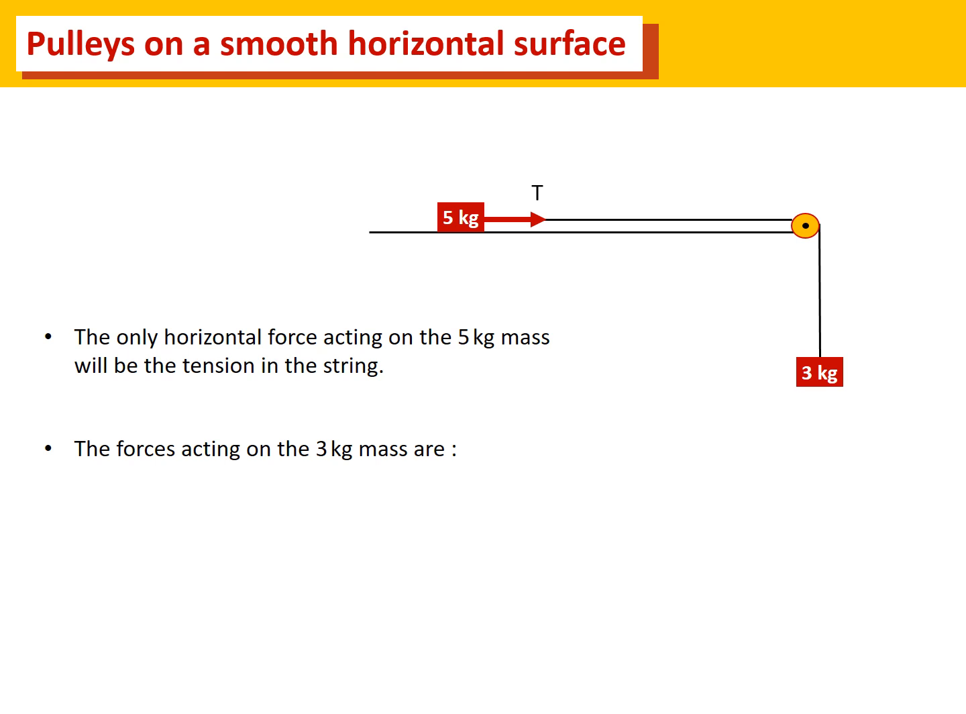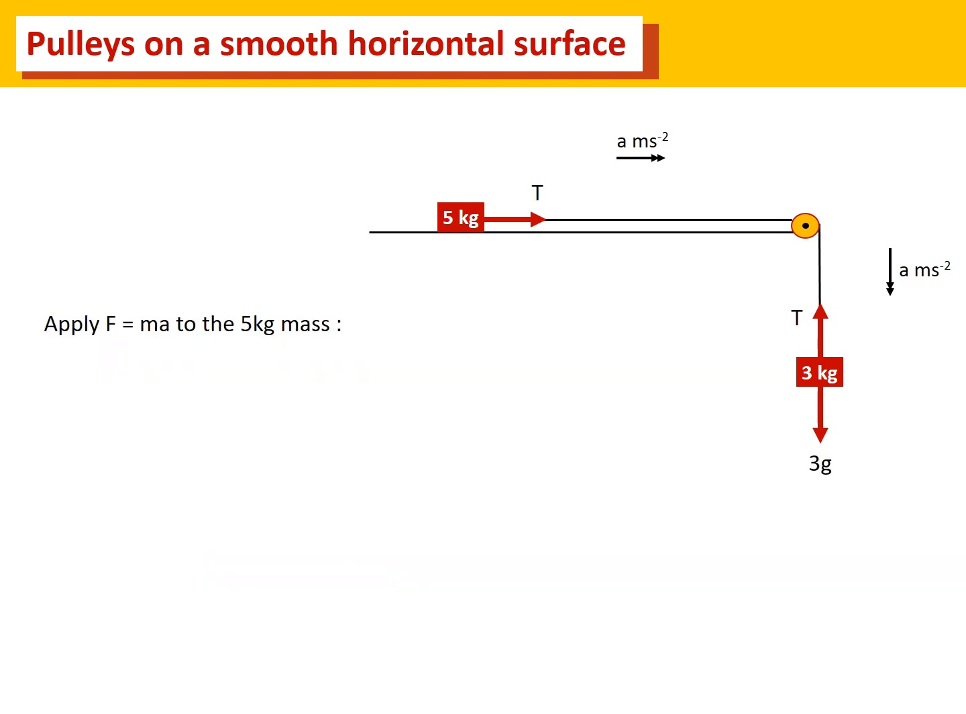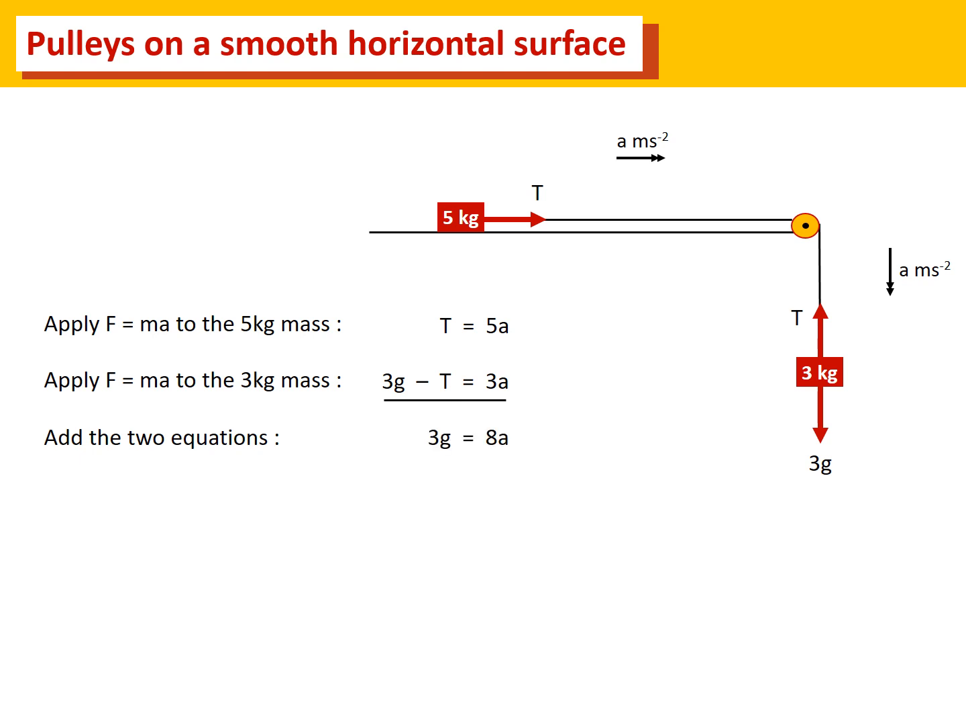The forces acting on the 3 kilogram mass are its weight and the tension in that string, and the acceleration of the 5 kilogram mass horizontally is equal in magnitude to the acceleration of the 3 kilogram mass vertically downwards. So we apply Newton's second law to the 5 kilogram mass, and we simply have T equals 5 times acceleration. Applying exactly the same law to the 3 kilogram mass, we add the two equations together and we can obtain our value of A. So that's the acceleration in the system, and then substituting that back in to the top equation would be the easiest. The tension is 5 times the acceleration, 18.375 newtons.